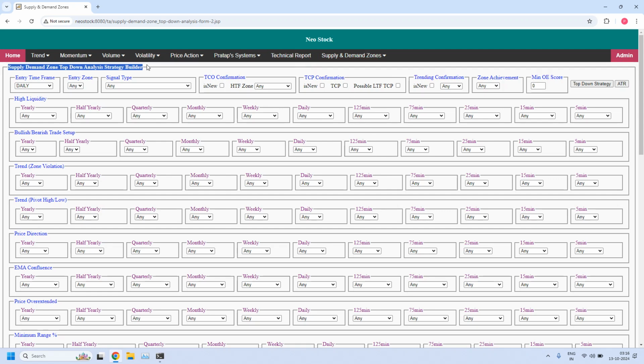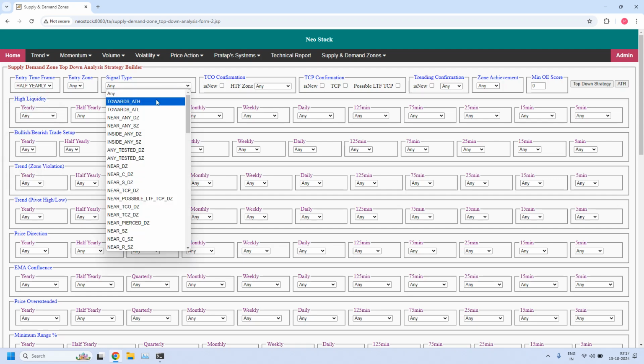Okay, now let's get into the report generation with the help of NeoStock Software Supply Demand Zone Top-Down Analysis Strategy Builder. You know that this is the most advanced strategy builder. It helps us to generate different reports having high probability zones that provide a good success rate. But we are generating some stocks near demand and supply zones so that you can do your own analysis. So starting from half yearly time frame, let us find the stocks near half yearly demand zone.